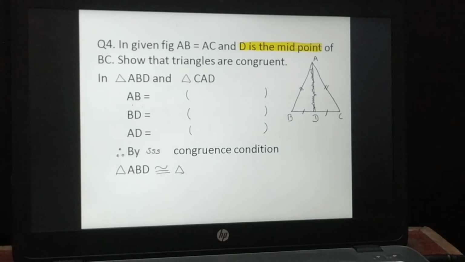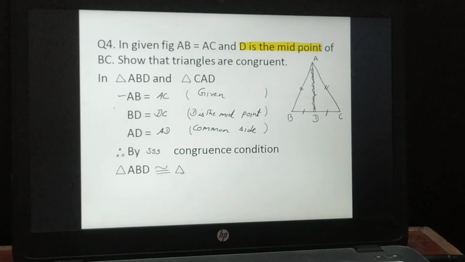So let us write down AB. AB is equal to AC. This is already given, so we will write down the reason: given. Now BD. BD is equal to DC. Just now we have shown that. So BD is equal to DC. What is the reason? D is the midpoint. So write down the reason: D is the midpoint. And the last one, AD is equal to AD. What is the reason? This is your common side. So by SSS congruence condition, two triangles are congruent.